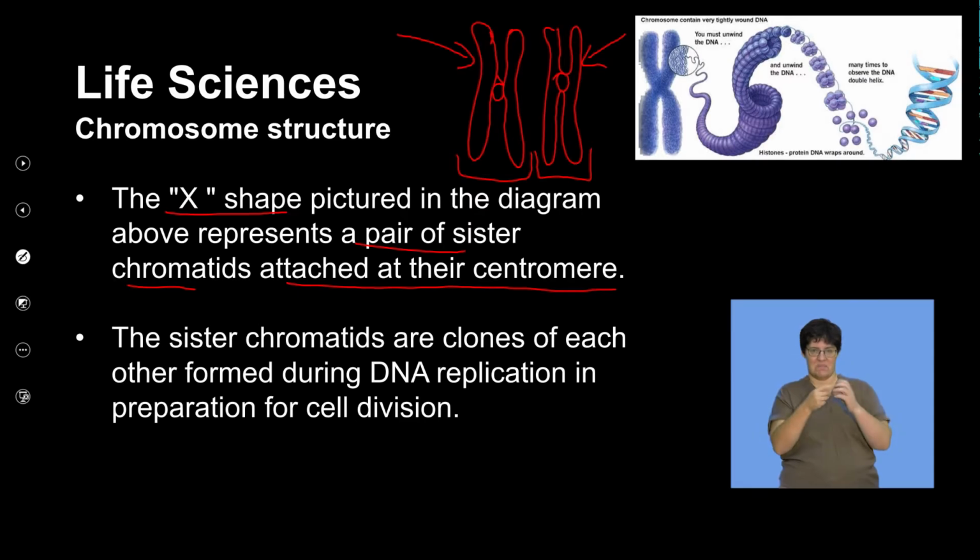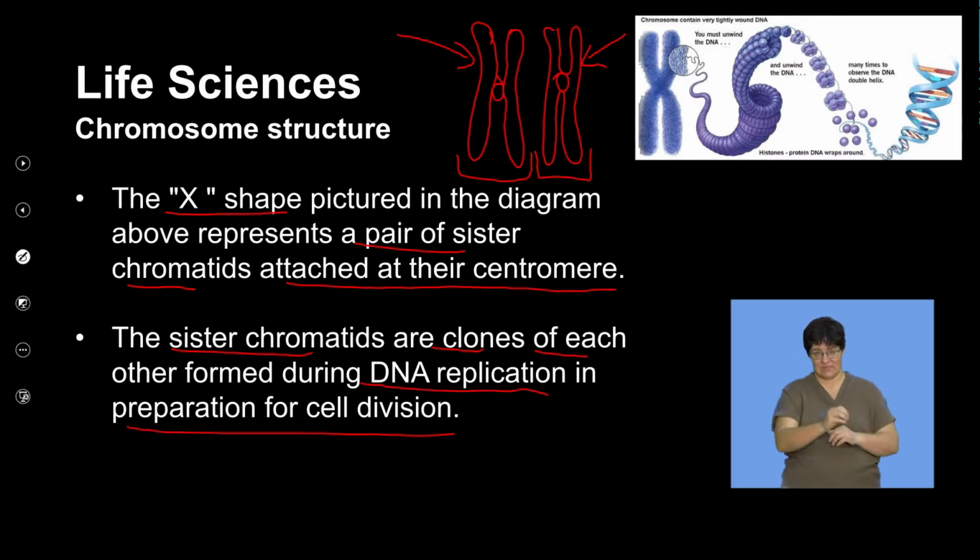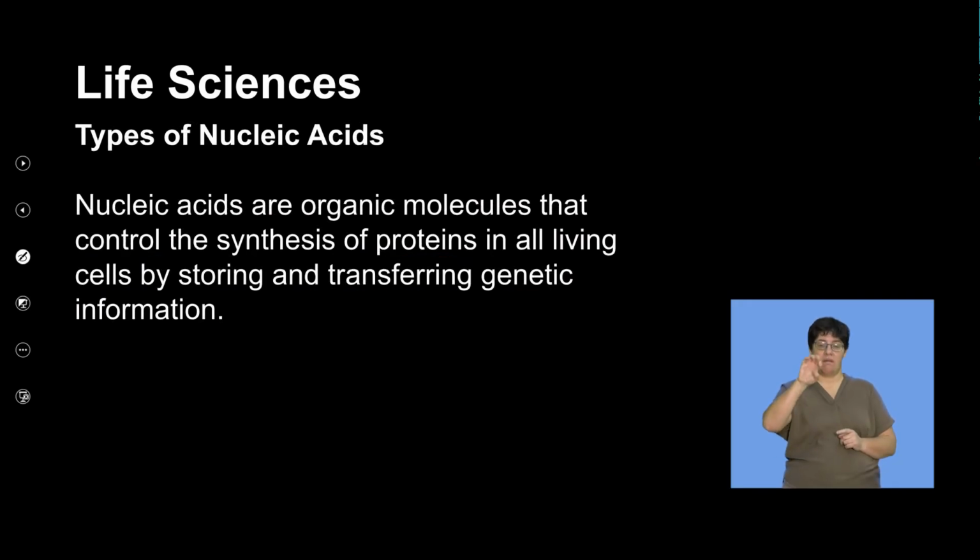and hence we have a pair for each one of these in all our body cells except the sperms and the eggs. The sister chromatids are clones of each other formed during DNA replication in preparation for cell division. Essentially what that statement refers to is that this arm is an exact copy of that, and that's because in preparation for cell division, these arms would undergo copying and be a replica of each other. And so we refer to those sister chromatids as being clones of each other.